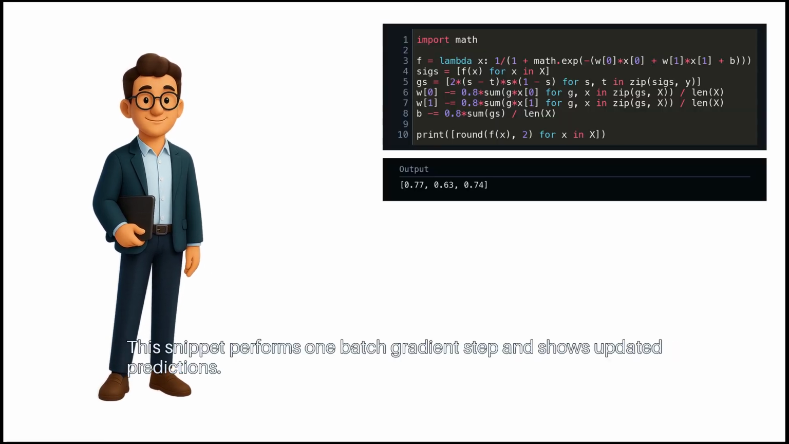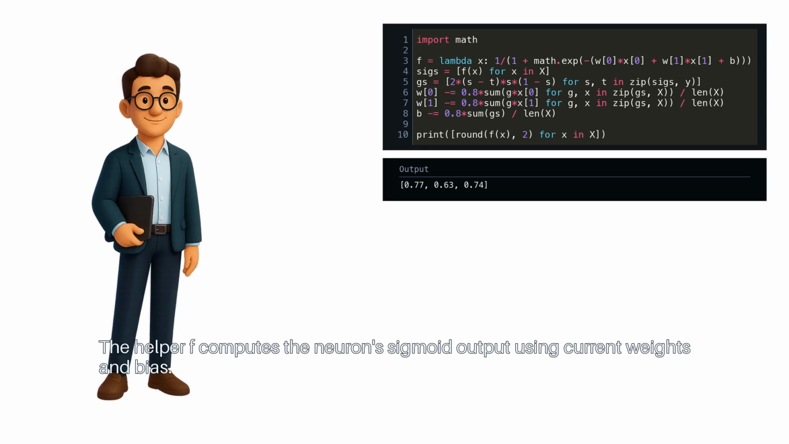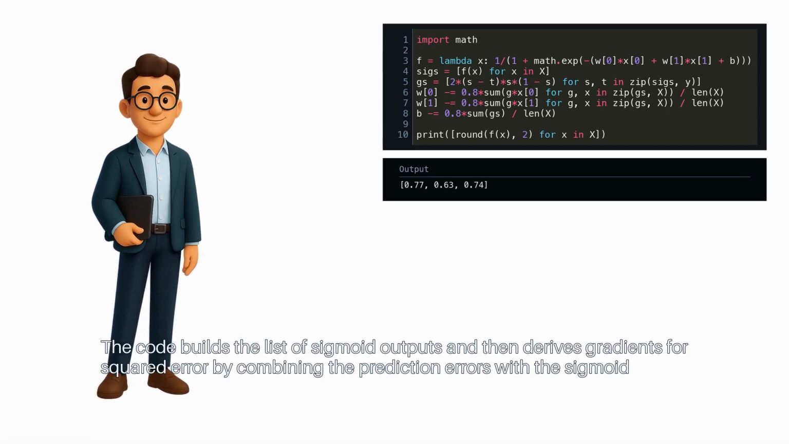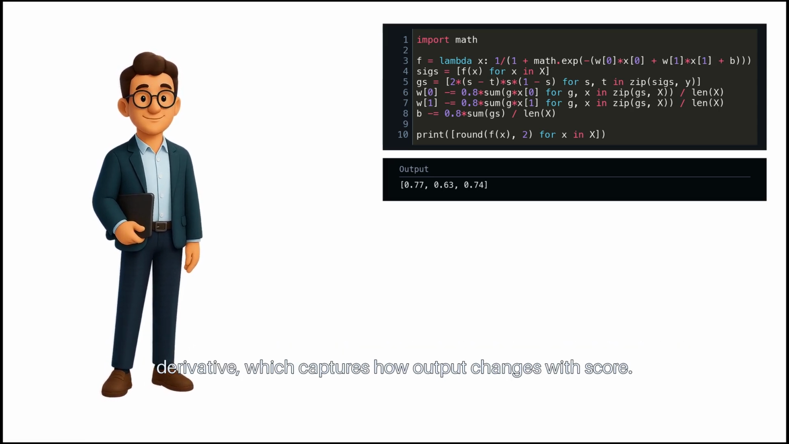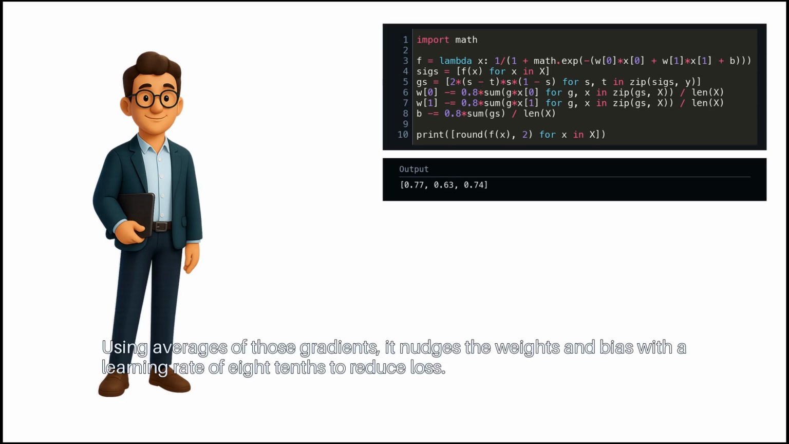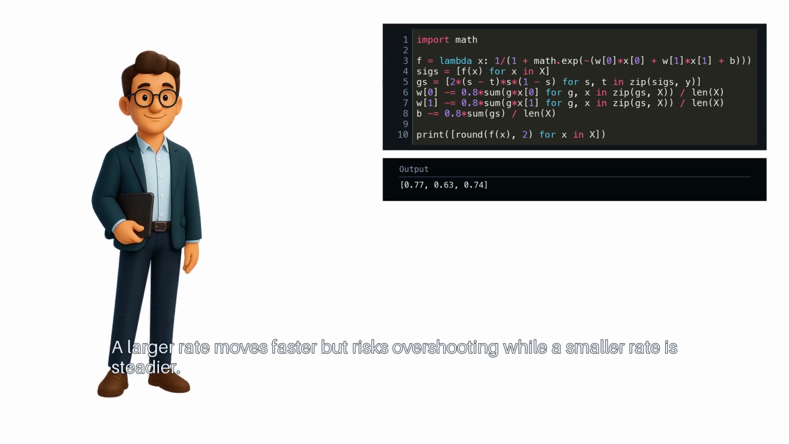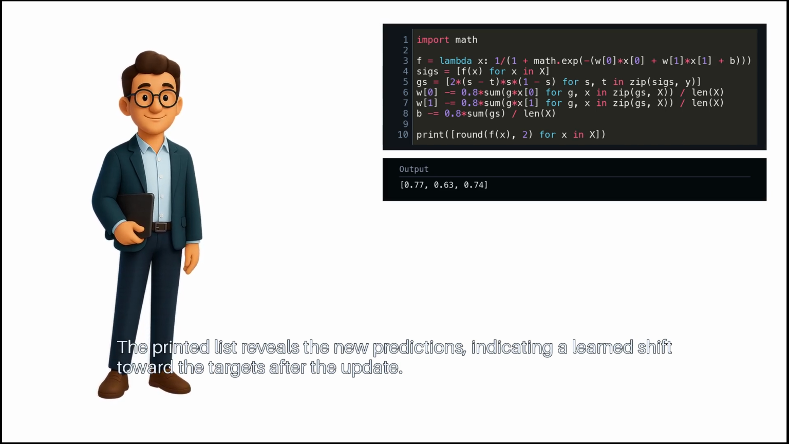This snippet performs one batch gradient step and shows updated predictions. The helper F computes the neuron's sigmoid output using current weights and bias. The code builds the list of sigmoid outputs and then derives gradients for squared error by combining the prediction errors with the sigmoid derivative, which captures how output changes with score. Using averages of those gradients, it nudges the weights and bias with a learning rate of 0.8 to reduce loss. A larger rate moves faster but risks overshooting, while a smaller rate is steadier. The printed list reveals the new predictions, indicating a learned shift toward the targets after the update.